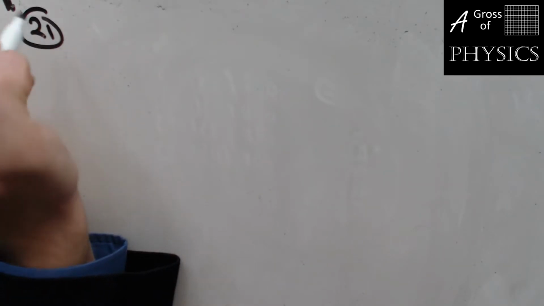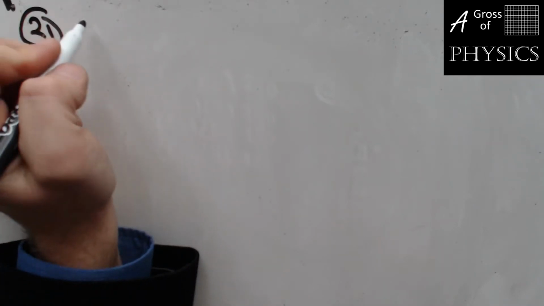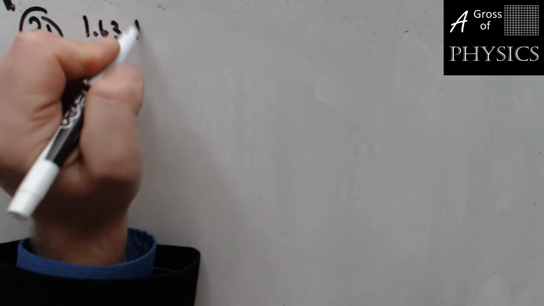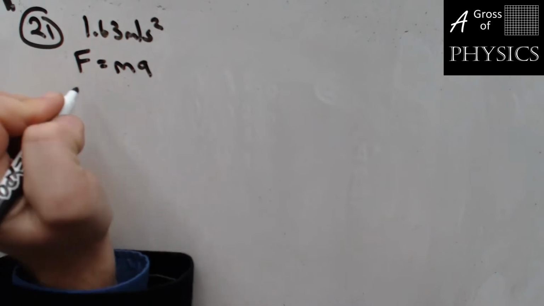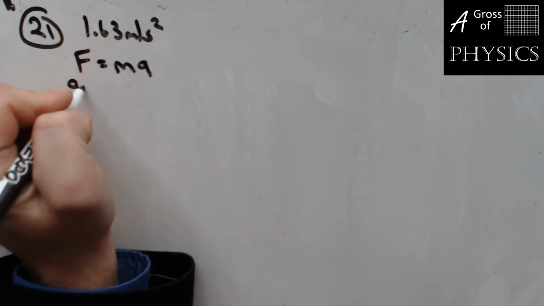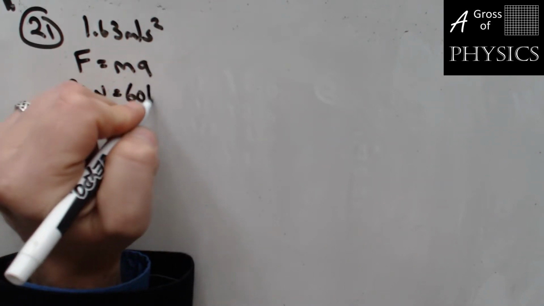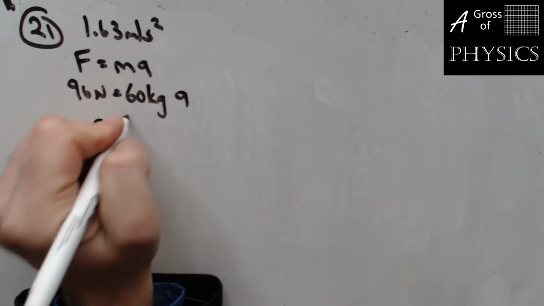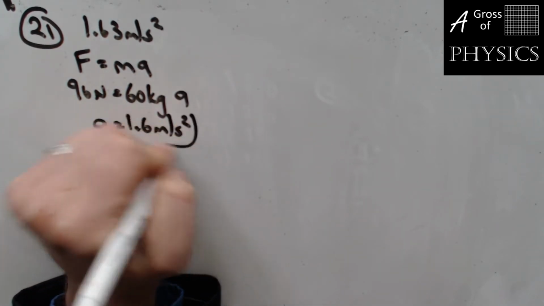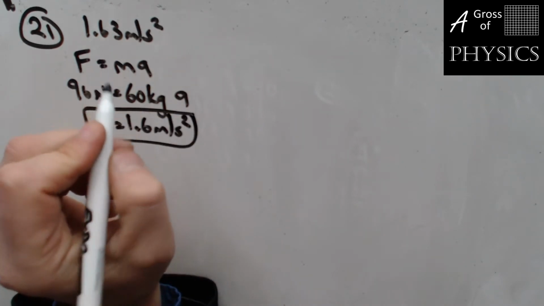21. A 60-kilogram astronaut weighs 96 newtons on the moon. What's the acceleration of gravity? Well, we know it's 1.63. But just to verify, F equals ma. 96 newtons, 60 kilograms, 96 over 60, 1.6, which is choice 2.